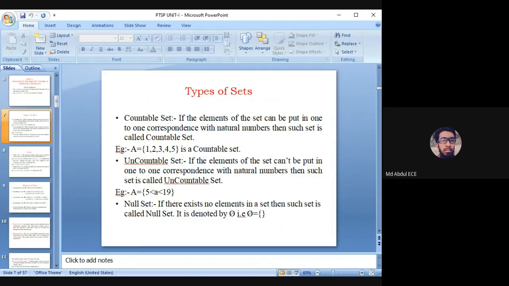Coming to the next type of set, the uncountable set. Here, if the elements of the set can't be put in one-to-one correspondence with natural numbers, then such a set is called an uncountable set. Here you can see the example: A is equal to 5 less than a less than 19. Here we cannot put all these numbers into one-to-one correspondence. So such a set is called an uncountable set.